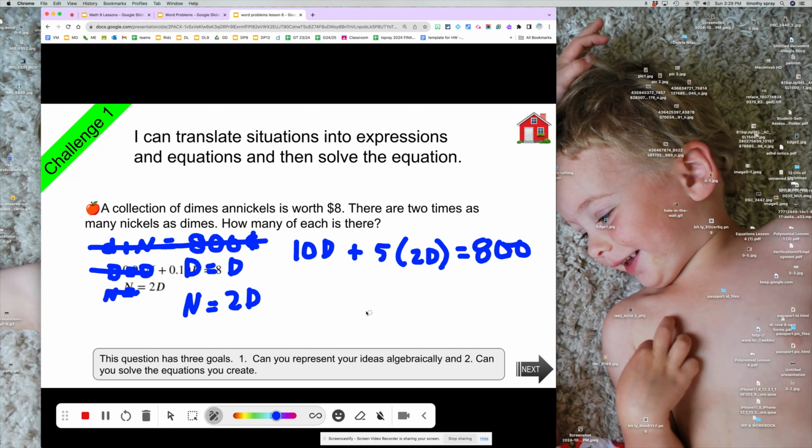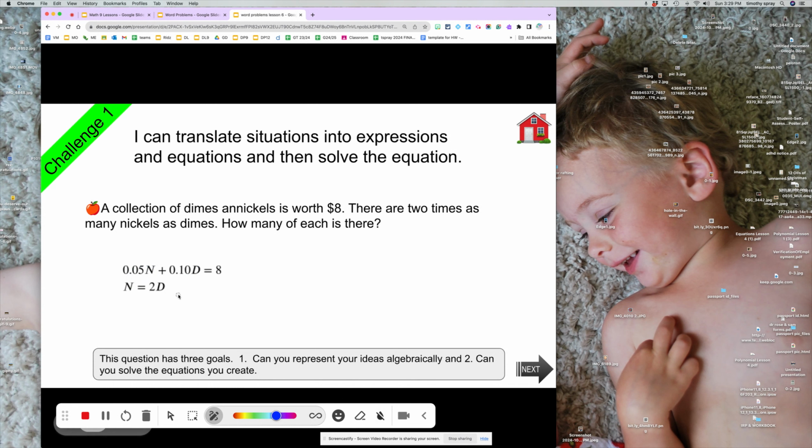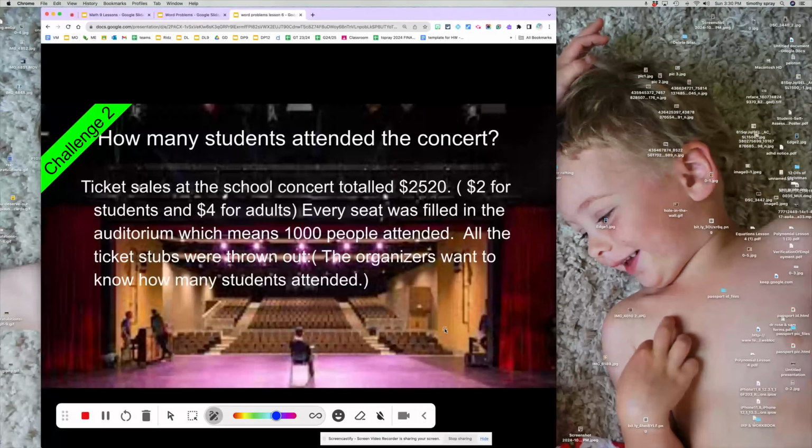I think you can do that quite well, and I'll just see what the solution here looks like. So I would have made this 5, 10, and 800, but it should work. It will work out either way. Okay, so ultimately we have 40 dimes and 80 nickels.